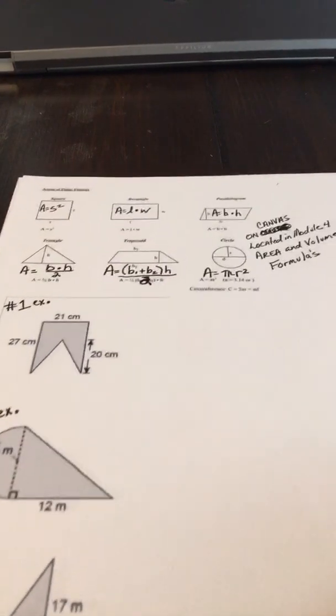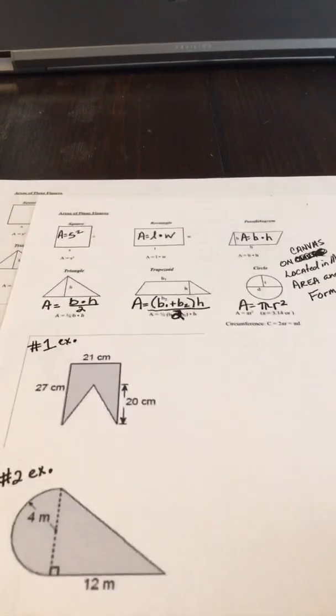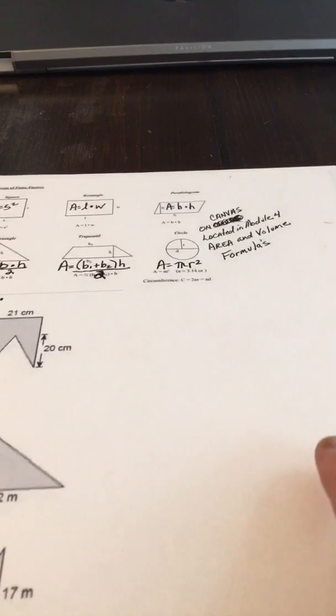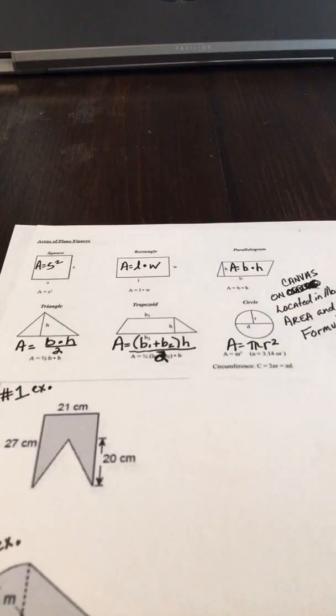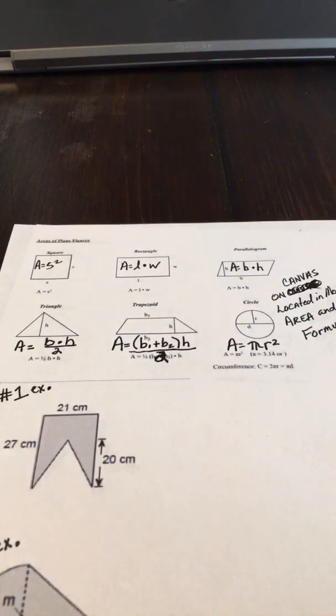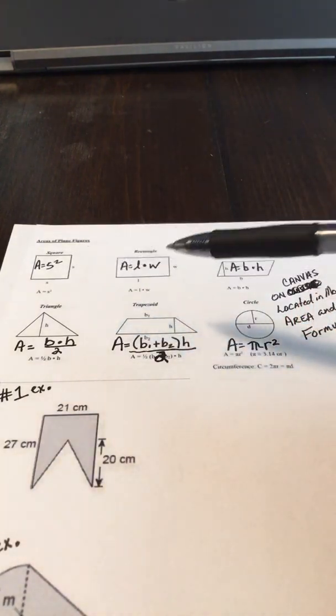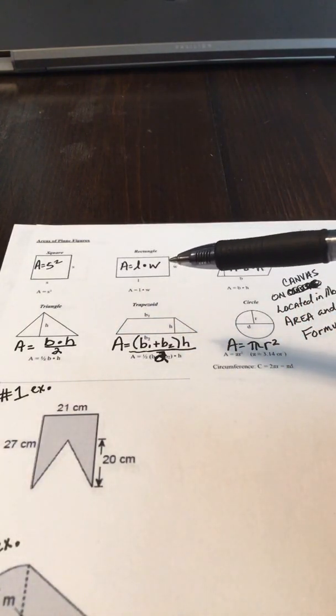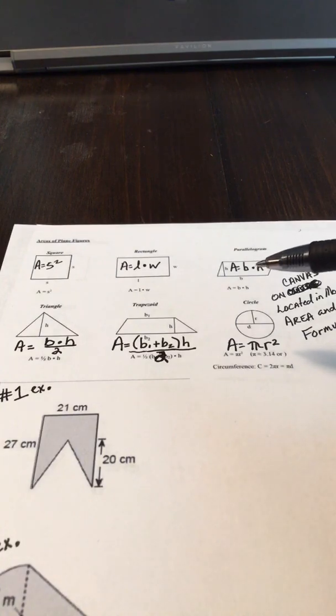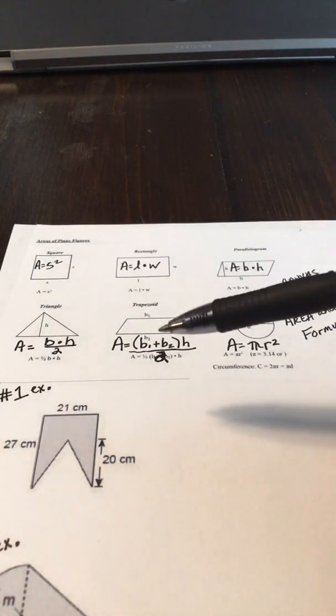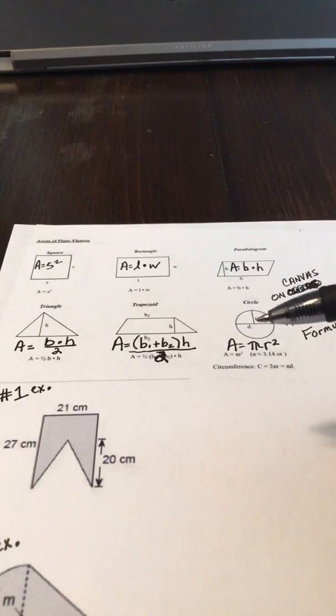First thing you need to notice in module number 4 is at the top of the module you have a page, and on that page are the different formulas for area of all the figures. So I have area of a square, area of a rectangle, area of a parallelogram, area of a triangle, area of a trapezoid, and area of a circle.